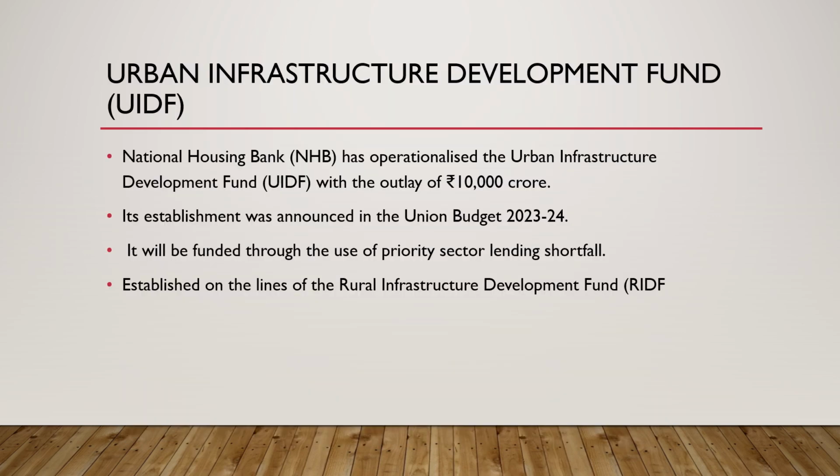Then we have the Urban Infrastructure Development Fund. We could see here the National Housing Bank has operationalized the Urban Infrastructure Development Fund with an outlay of 10,000 crore. Its establishment was announced in the Union Budget 2023-24. It will be funded through the use of priority sector lending shortfall, established on the lines of the Rural Infrastructure Development Fund.